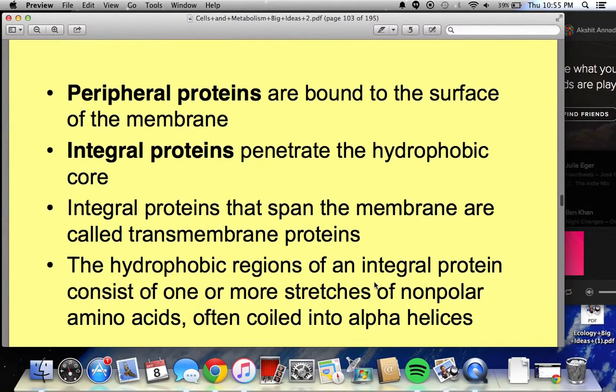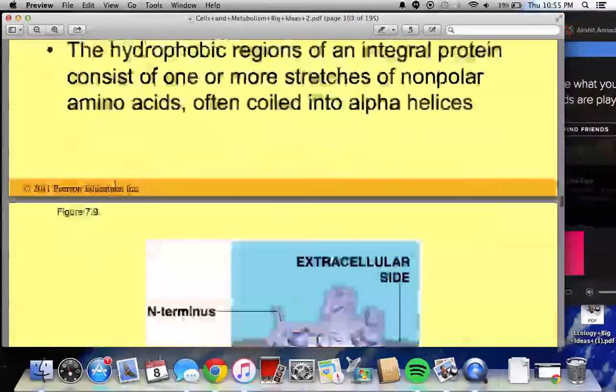And then I went over this earlier, but peripheral proteins are bound to the surface of the membrane. Integral proteins penetrate the hydrophobic core. I'm going to go over these in the next video when I talk about types of transport, so bear with me.